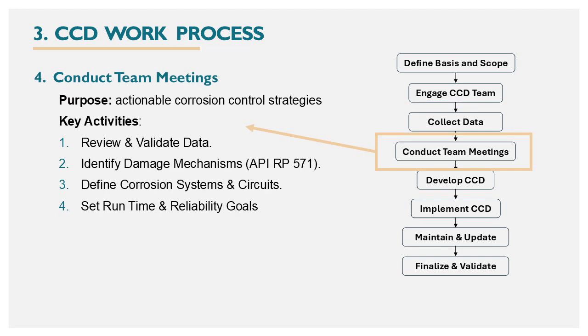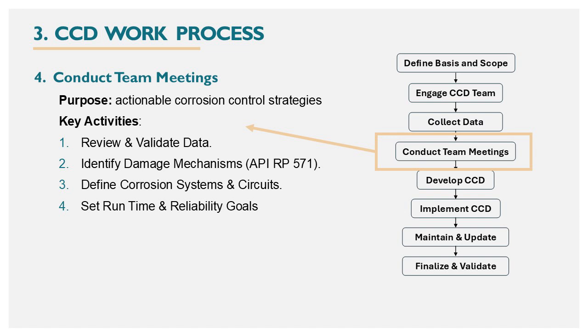Work process number 4 is conduct team meetings. Its purpose is to turn collected data into actionable corrosion control strategies through collaborative analysis by the CCD team. Key activities in the team meetings include, number 1, review and validate data. Confirm design data, PFDs, P&IDs, CMDs, operating conditions, inspection history. And check that materials match documentation and reflect MOC changes.